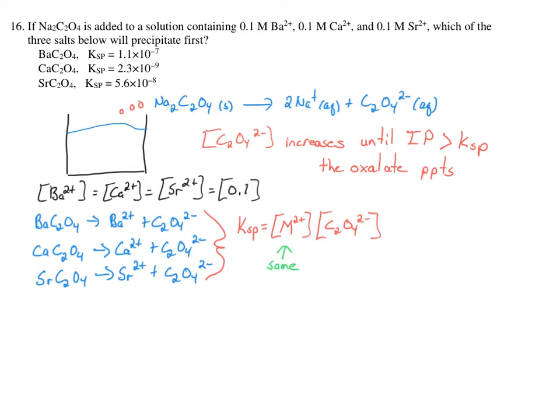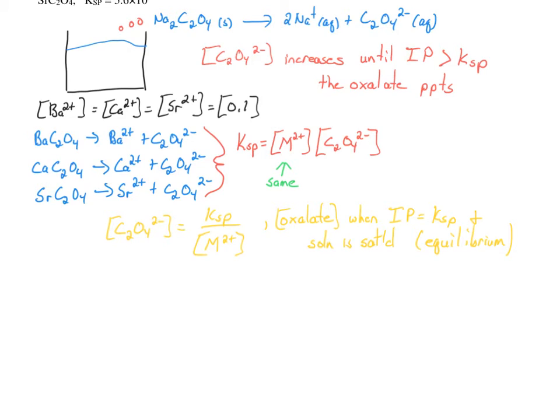We can save ourselves a lot of time and work in this problem if we recognize the significance of the fact that all these metal cations are of the same concentration. We solve the expression for the oxalate ion concentration needed to reach a saturated solution, i.e. when the ion product is equal to KSP. Once the oxalate concentration exceeds that value, precipitation is going to begin to occur.